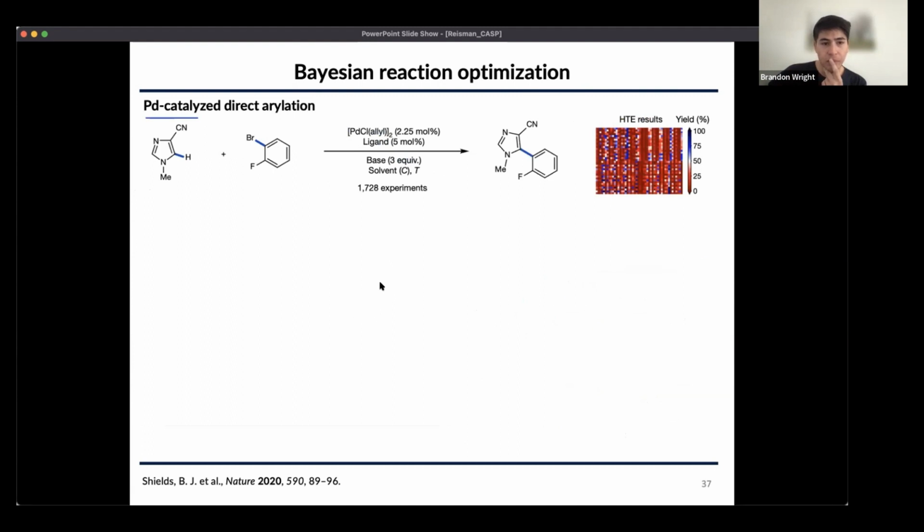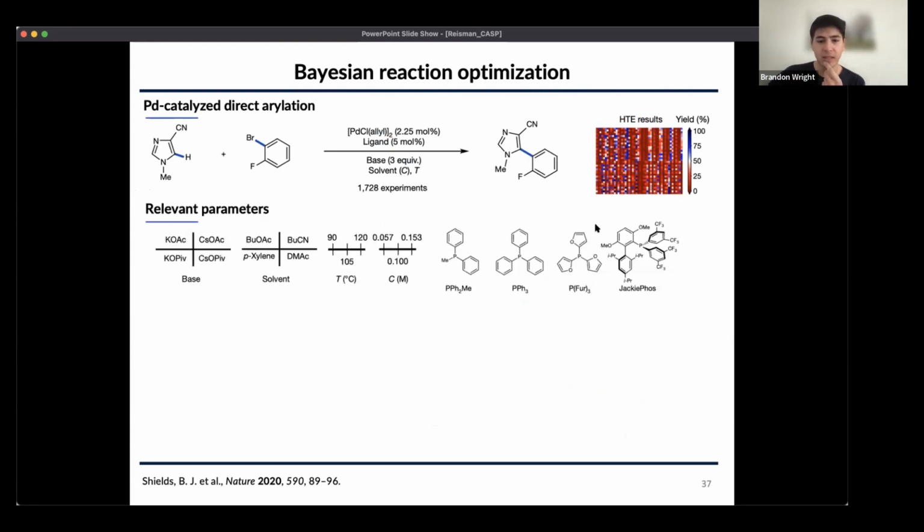So they wanted to apply this to this problem in direct arylation. They generated a large HTE data set, and they varied all kinds of different things like ligand, temperature, and solvent. Some of these are continuous variables like temperature, and some of these are discrete variables like base or solvent. And what they did is they then trained this machine learning model to learn how to optimize a reaction really well and test whether this worked.